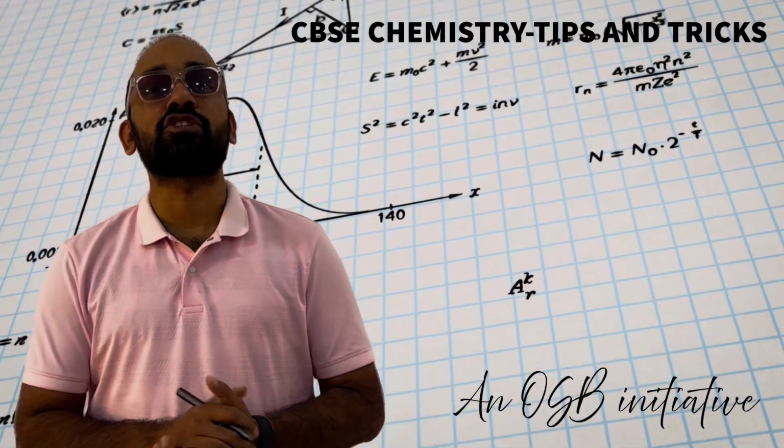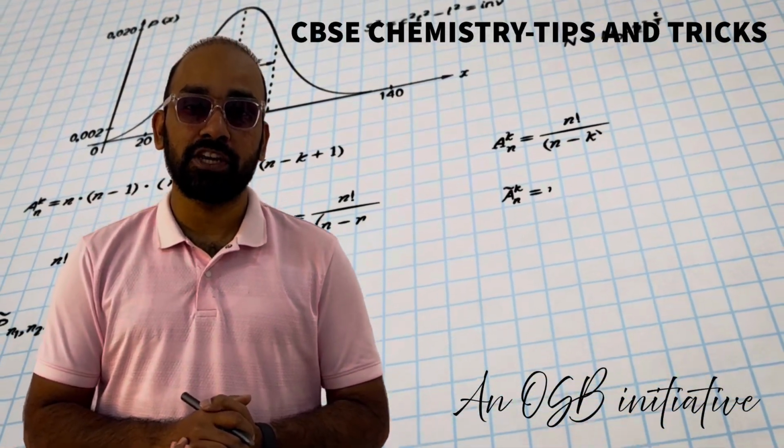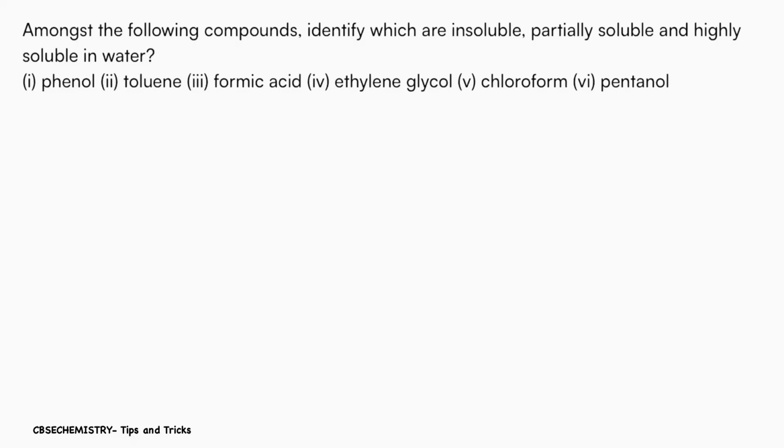Let us study chemistry together with CBSE Chemistry tips and tricks. Among the following compounds, identify which are insoluble, partially soluble and highly soluble in water. First one is phenol, second toluene, then formic acid, ethylene glycol, chloroform and pentanol.